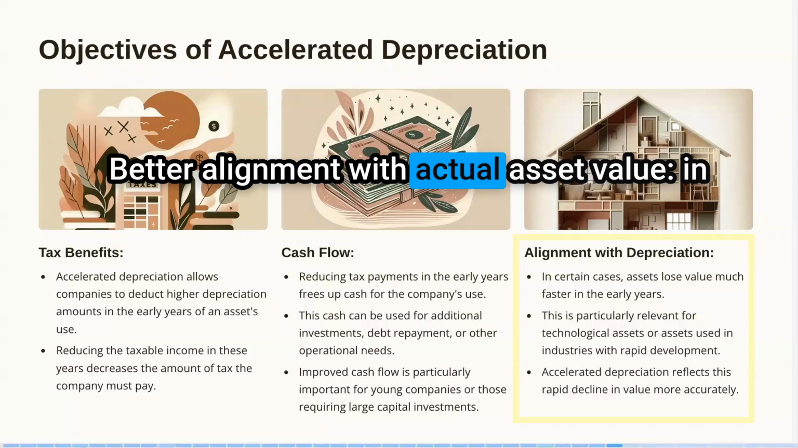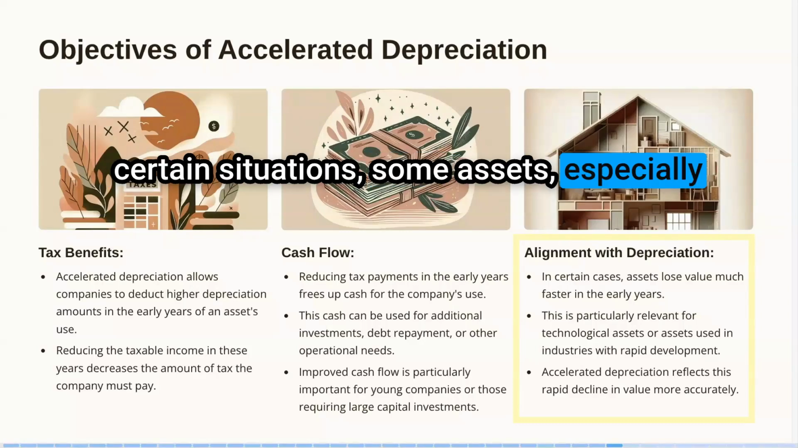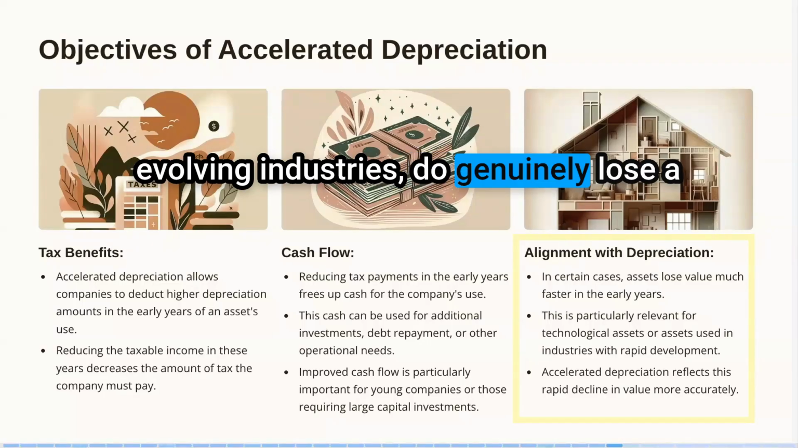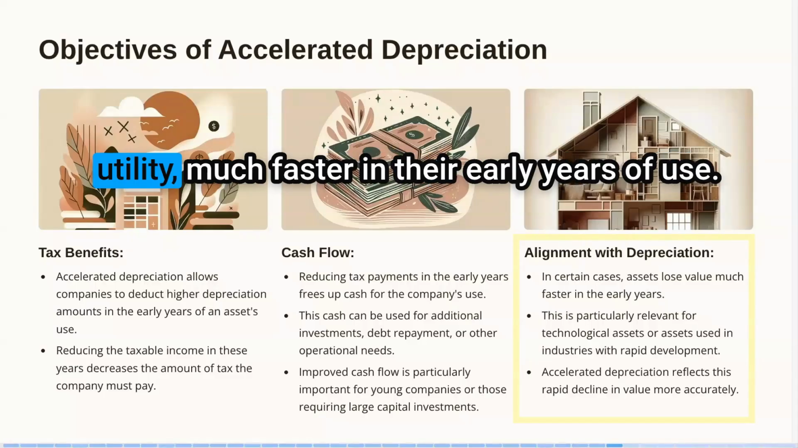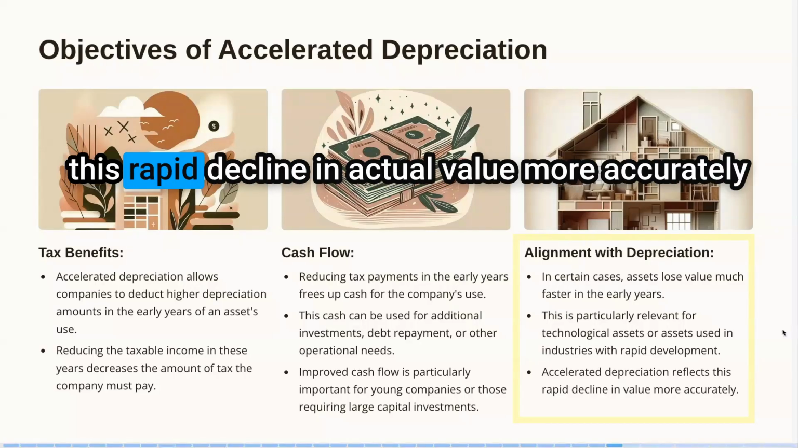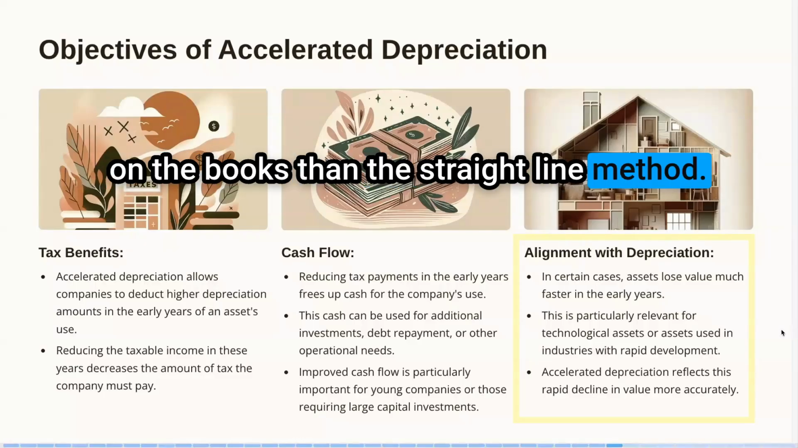Better alignment with actual asset value. In certain situations, some assets, especially technological assets or those in rapidly evolving industries, do genuinely lose a larger portion of their economic value or utility much faster in their early years of use. Accelerated depreciation methods can reflect this rapid decline in actual value more accurately on the books than the straight line method.